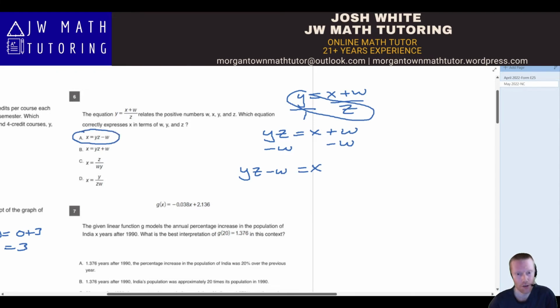Notice also, for whatever reason, if you're having trouble with all the letters, an alternate approach would be to just replace some letters with numbers. So like maybe it's 2x plus, I don't know, 3 and then whatever, all over z. And then if you just go ahead and cross multiply it, 2z equals x plus 3, and then minus 3, x equals 2z minus 3.